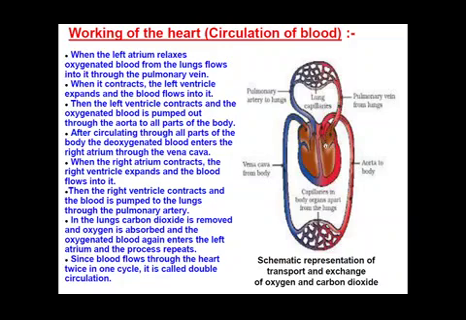So the left atrium has to relax so that the oxygenated blood from the lungs flows into the left atrium with the help of the pulmonary vein. As you can see very clearly in this diagram, the arrow shows the direction of the blood, oxygenated blood from the lungs through the pulmonary vein into the left atrium.